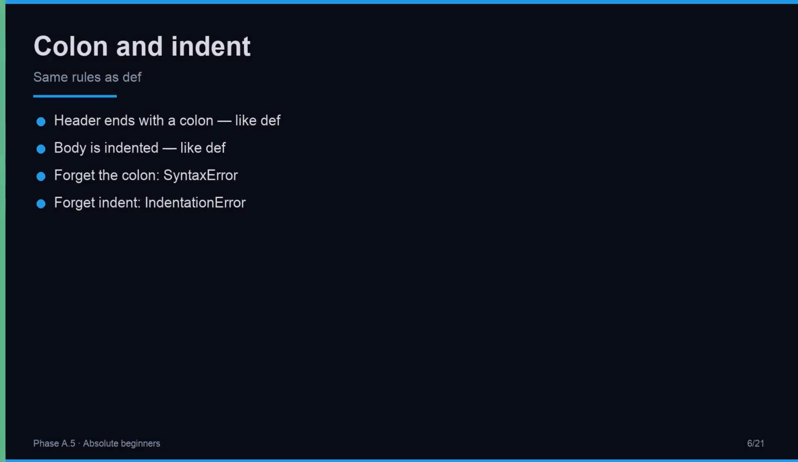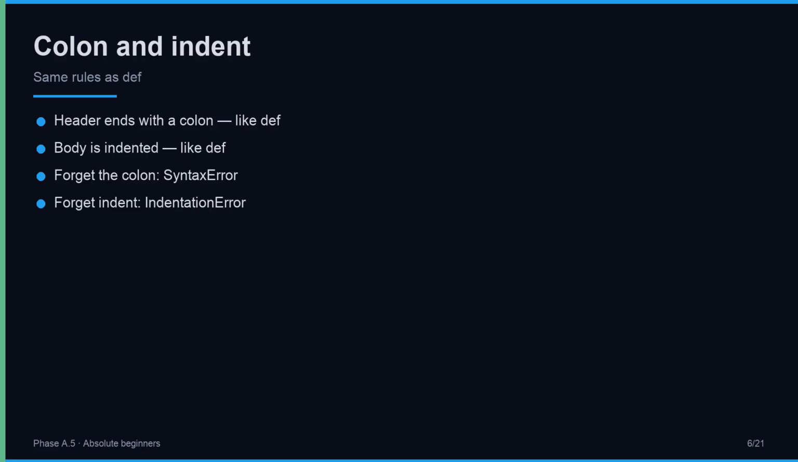Two small rules cause most beginner errors with loops. First, the header line must end with a colon. Forget the colon and Python raises a syntax error before your code even runs. Second, the body must be indented. Forget the indent and Python raises an indentation error. These are the exact same rules you learned for functions. Def meant colon plus indented body. For is the same. If you can write a function, you can write a for loop. The shape is identical, only the first word changes.